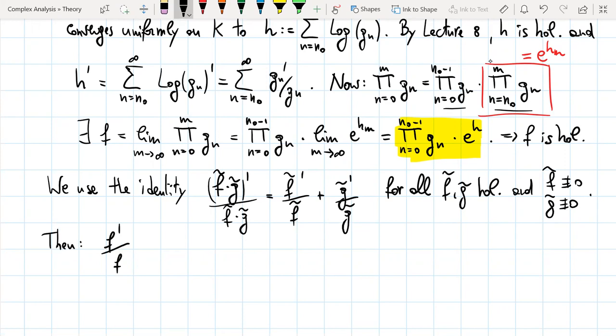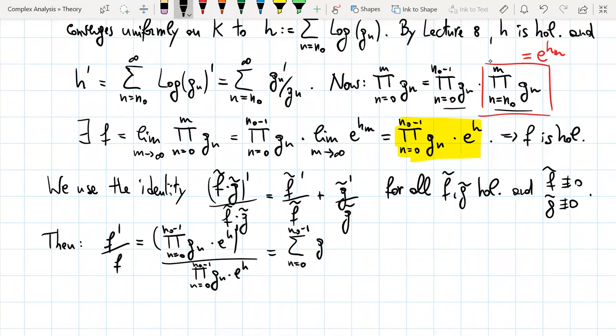So then we want F prime divided by F, but this is now the derivative of the product from zero to n0 minus one of Gn times e to the H, so this derivative over the same function. And now we can use the identity we found several times. So here we have not only a product of two functions, but these are n0 plus one functions. And we get the sum from zero to n0 minus one of Gn prime over Gn plus the derivative of e to the H divided by e to the H.